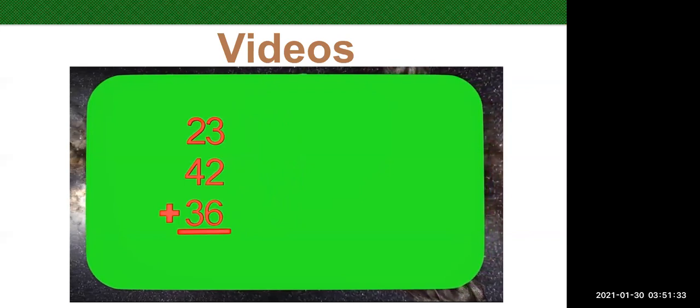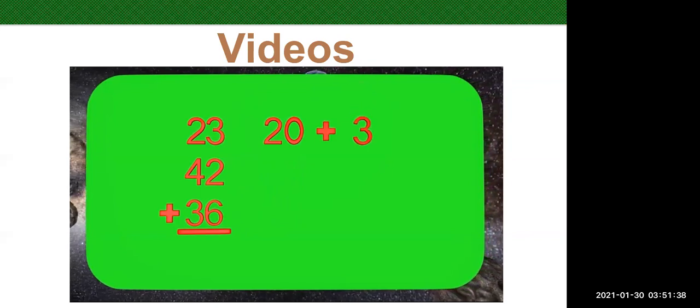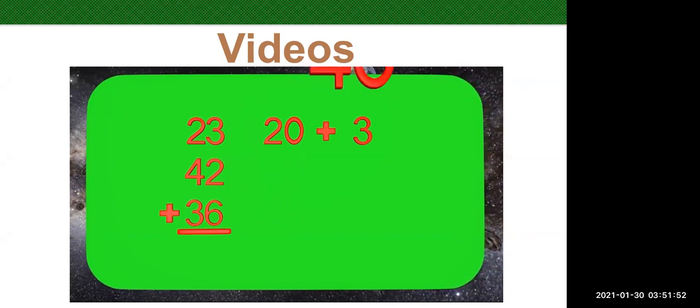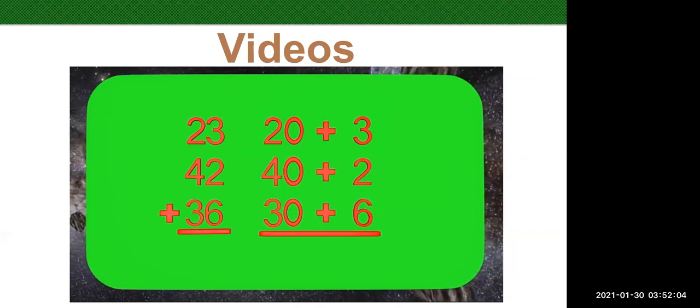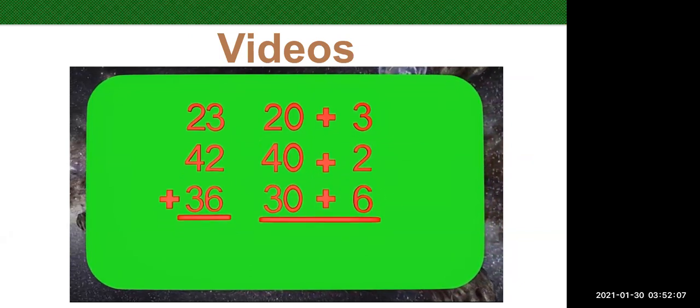Here we have the 23 on top. To break apart the 23, we get 20 plus 3. This now shows the value of each of the digits. Can you tell me what 42 would be in expanded form? 42 in expanded form is 40 plus 2. How about 36? Correct. 36 is 30 plus 6. All right, now it doesn't look so difficult, does it?